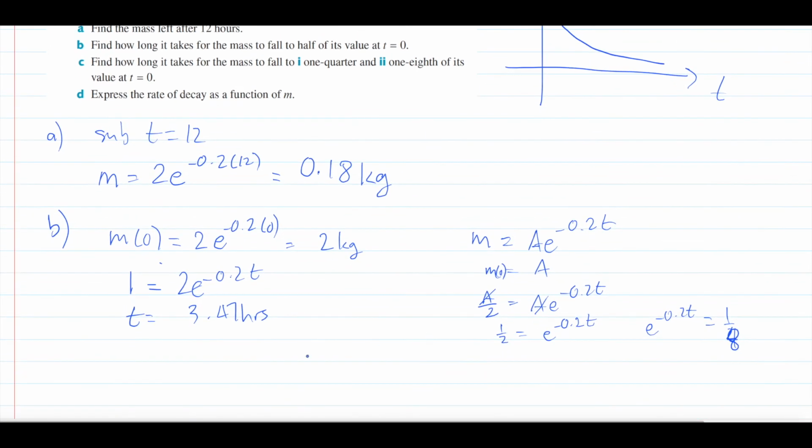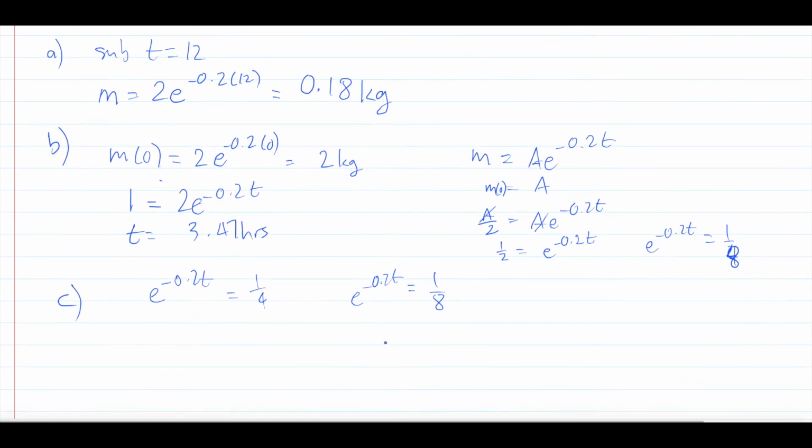So guys, let's take advantage of that and solve for part C. Part C is asking you, find how long it takes for the mass to fall to 1/4 and 1/8 of its value at t equals 0. So doing exactly what we've just done here, ignore the a, ignore the 2, you can just say e to the power of negative 0.2t equals a quarter, and then e to the power of negative 0.2t equals an eighth, and then just solve for t on your calculator.